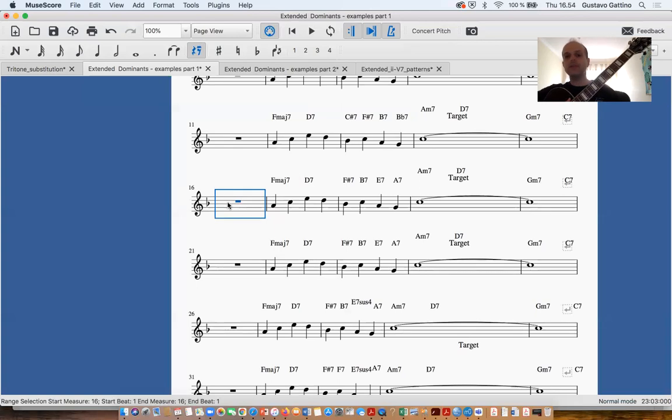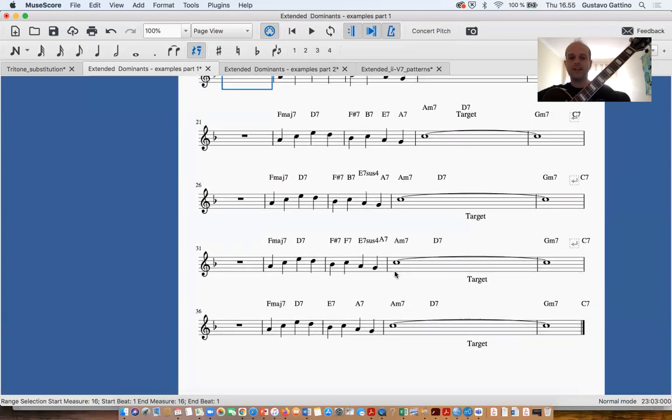Okay, it's a good idea, but we have two problems here. First, we have the C in the melody, but we are playing a chord of B7. So we have one unwanted minor ninth. And we have the same problem here because we have the G sharp in the chord, but an A in the melody, creating another minor ninth.